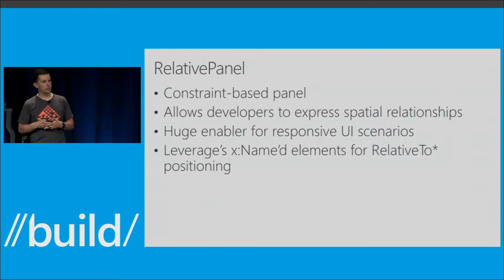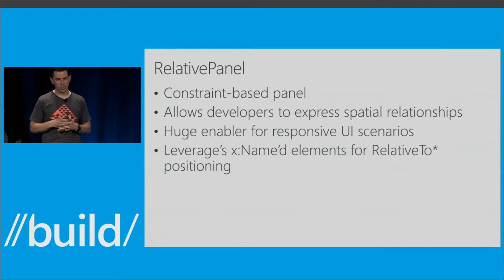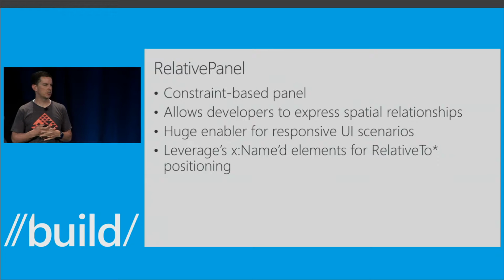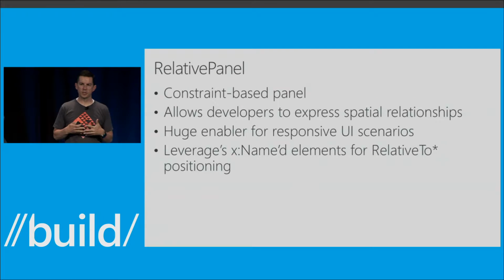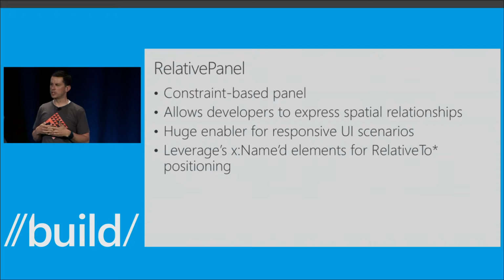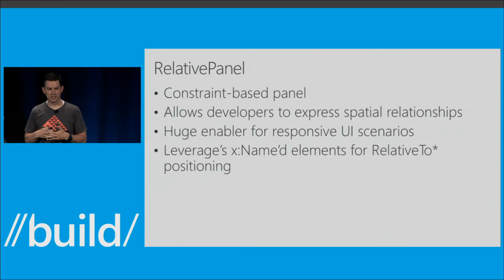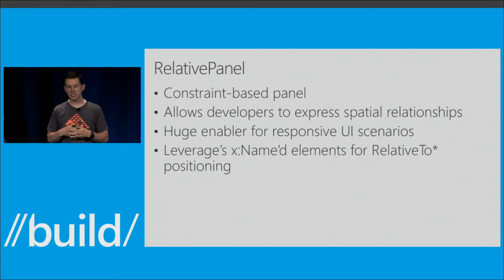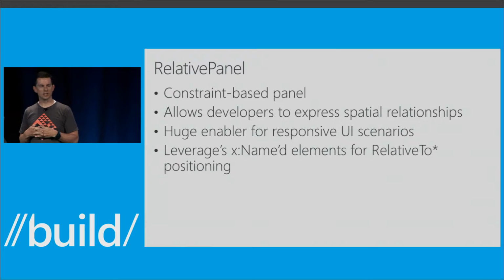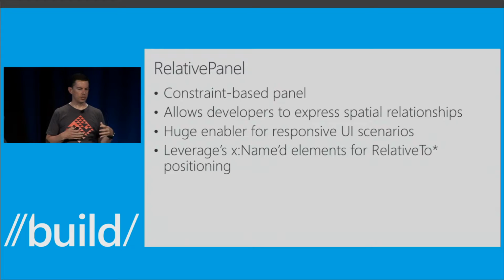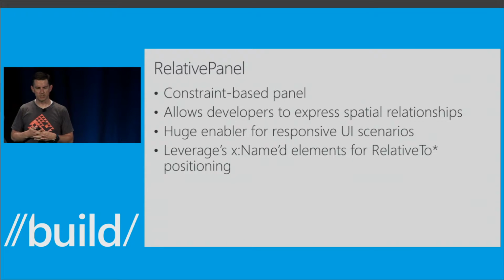Then one of the last things we showed was relative panel, which is this new panel for us to define more of a constraint-based layout for your UI elements, defining relationships with those UI elements in spatial order with each other or with the panel itself. When you use the below and right of aspects, these leverage x:Name elements primarily, for the relative to the above and below kind of positionings for those things.